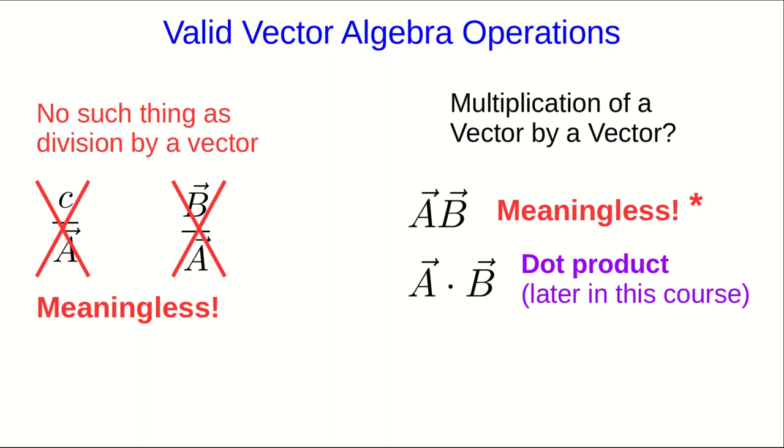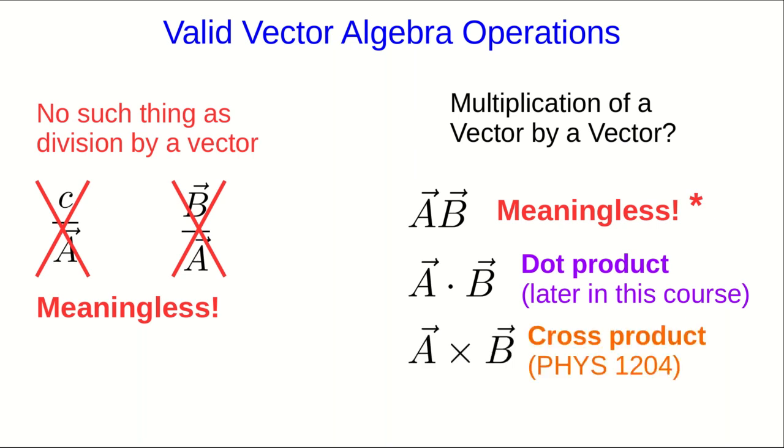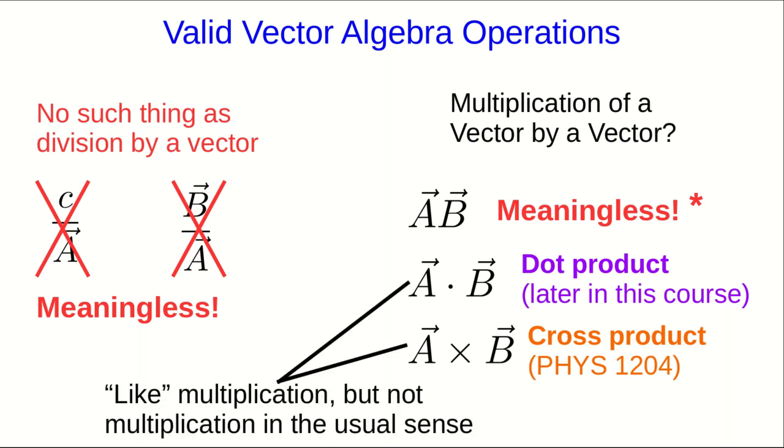However, there is a thing called a dot product, which we'll encounter later in this course, and there's another thing called a cross product, which we'll encounter in Phys 1204. These are not really multiplication in the usual sense that you're used to, but in certain ways they behave like multiplication.